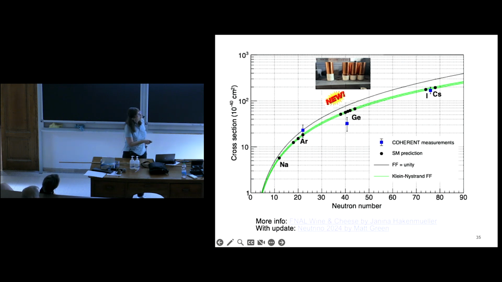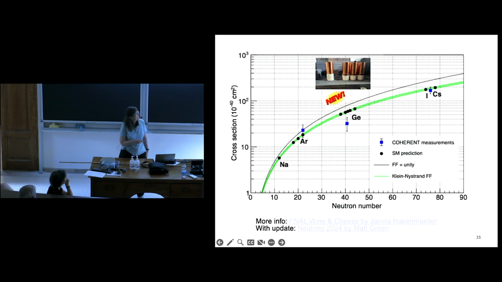So COHERENT made the first measurement of CEvNS in 2017 on cesium iodide. This was a 14.5 kilogram cesium iodide crystal. And this error bar, in fact, represents the full data set of that measurement, and you can see it is consistent with the Standard Model, maybe a tiny bit low. The second measurement of CEvNS was in argon.